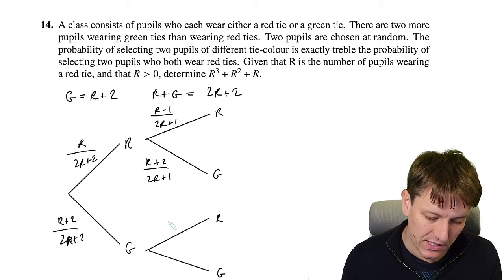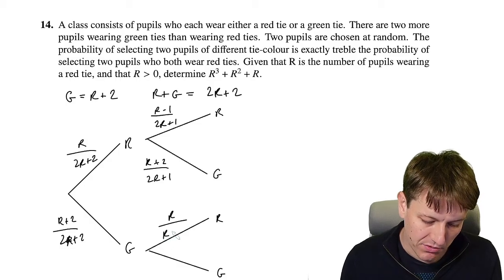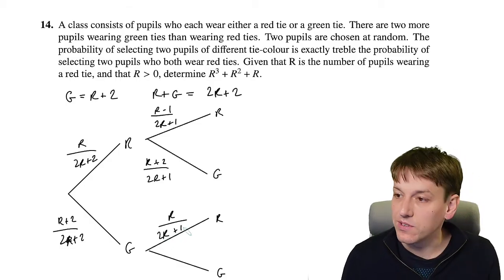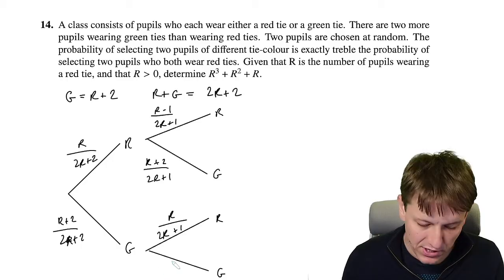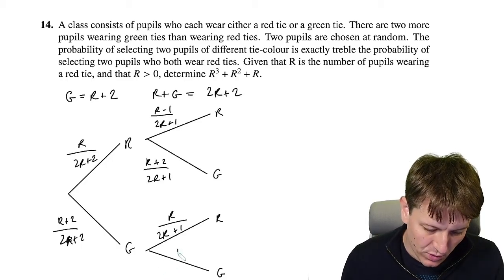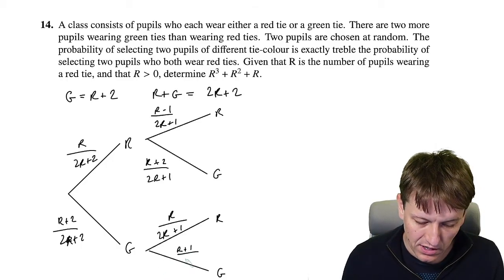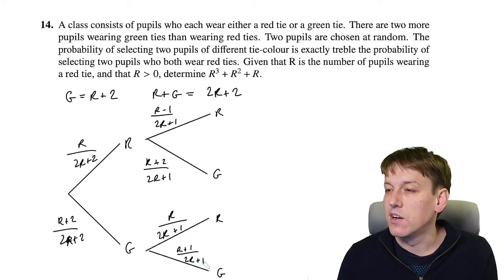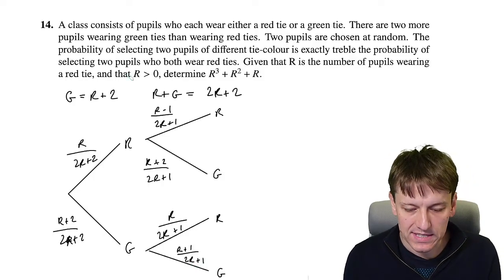Whereas if I pick someone with a green tie first, there would be all the R pupils with red ties left, and 2R plus 1 here, and on this final branch we would have 1 fewer with a green tie, so just R plus 1 over 2R plus 1. So I can just translate this into algebra now.